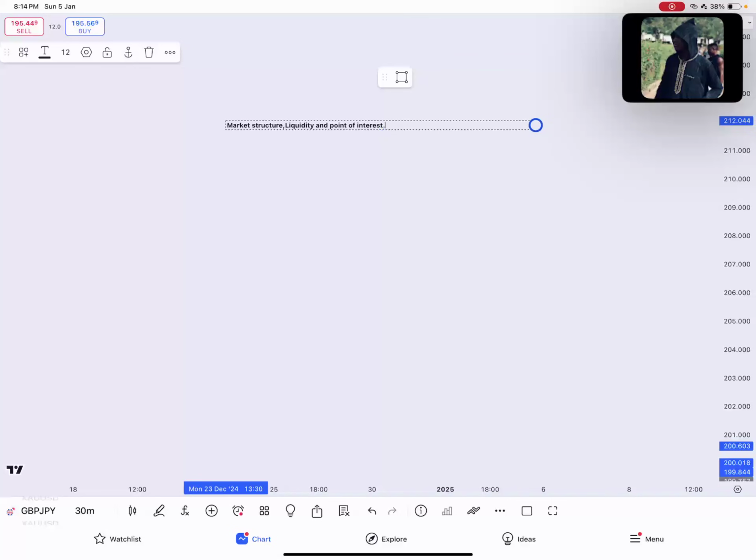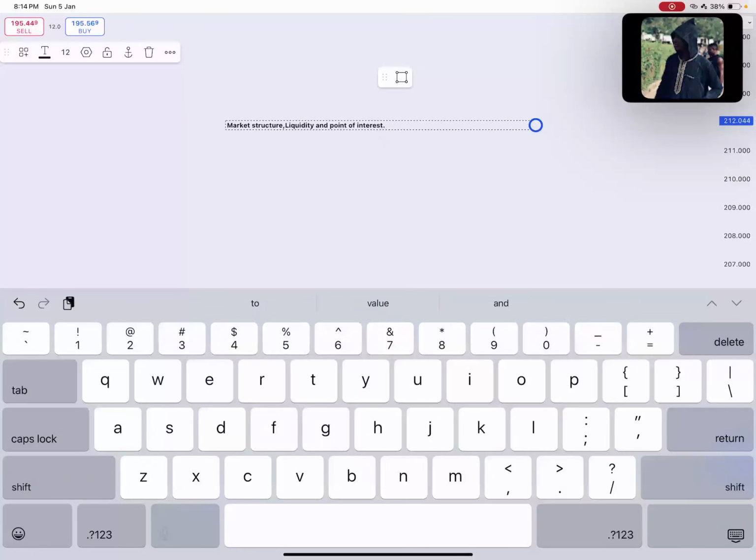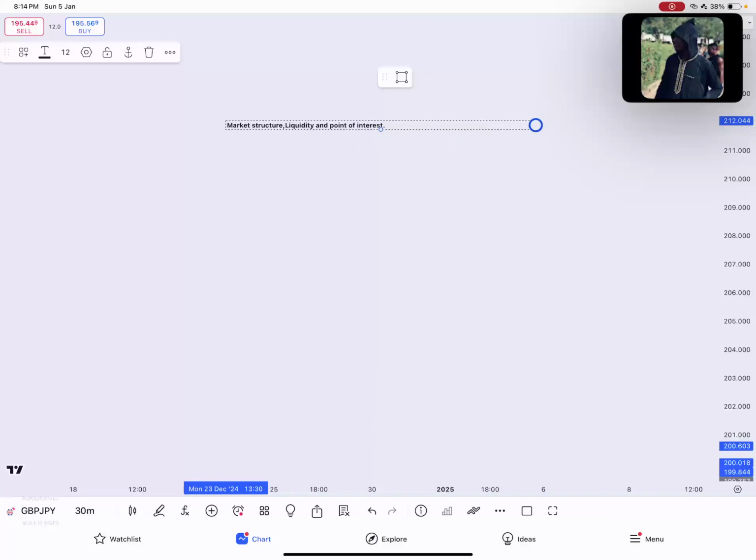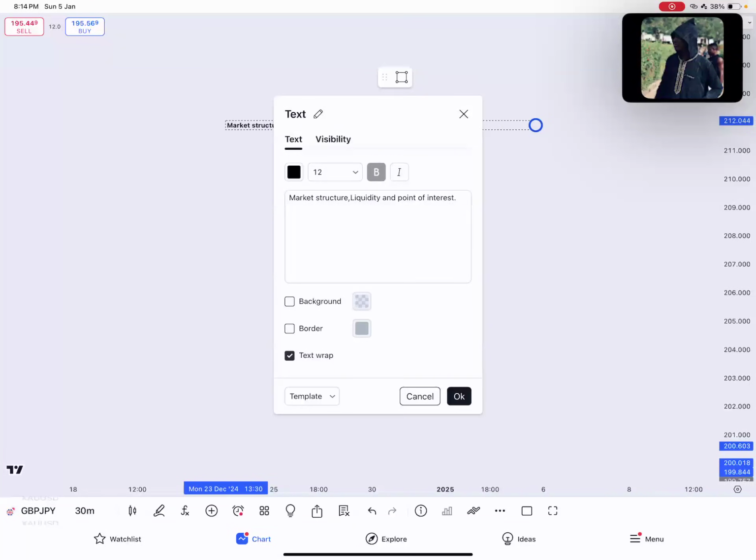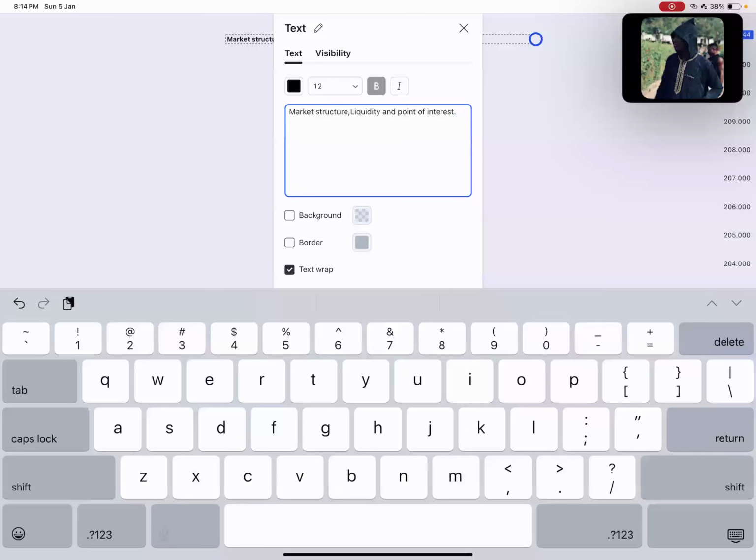Now, what is the market structure? Market structure is basically the current flow of the market. The pattern and the flow which the market uses to go from point A to point B, that is what market structure is. That's what market structure basically is, the current flow of the market.